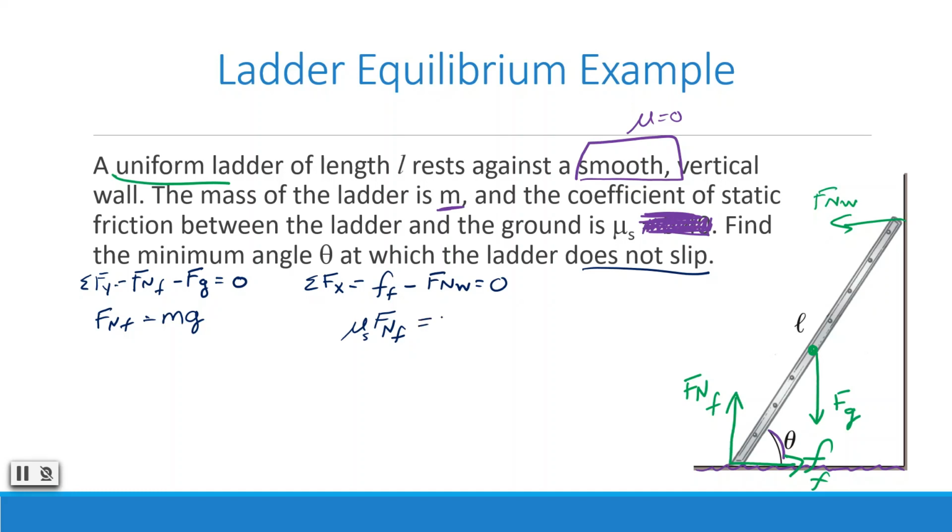And that's going to equal the normal force of the wall. So far, I don't actually have any angles in these equations. So if I'm looking for theta, I'm kind of running out of problems here. I can plug in over here that Fn of the floor is mg. So I can say that mu S times mg is equal to Fnw. But there's no theta in this equation.